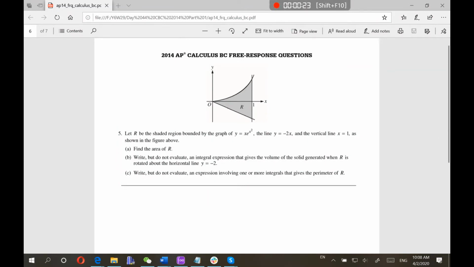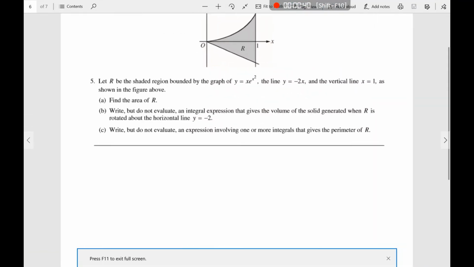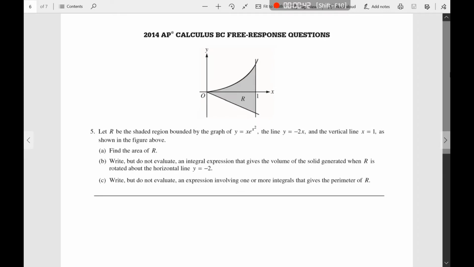So start with this one. So we have... can I make this full screen? Yeah. Okay, can you still see? Cool. So our goal here is to first find the area of R. What do I have to do?